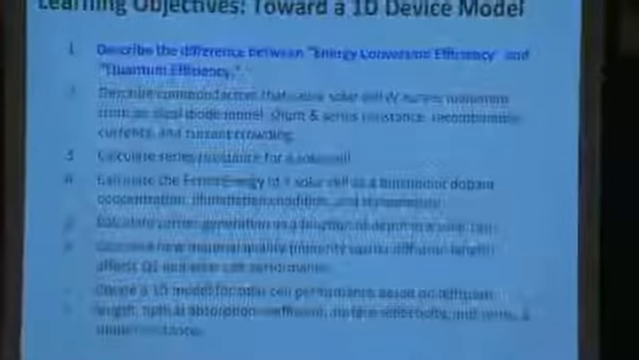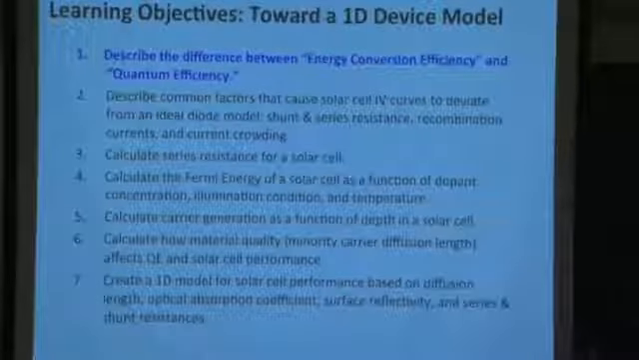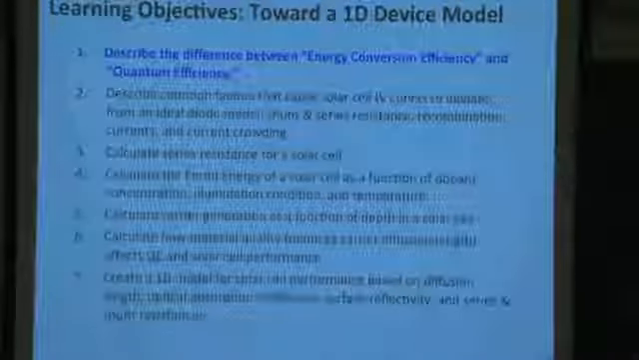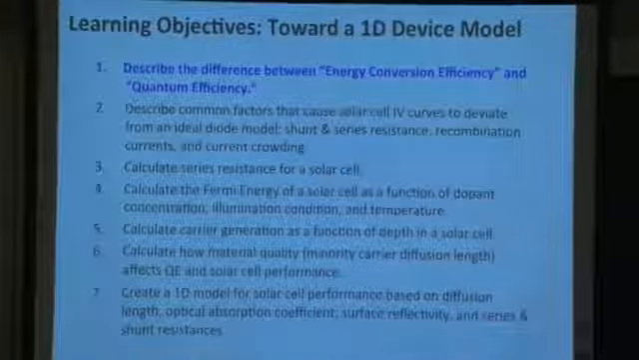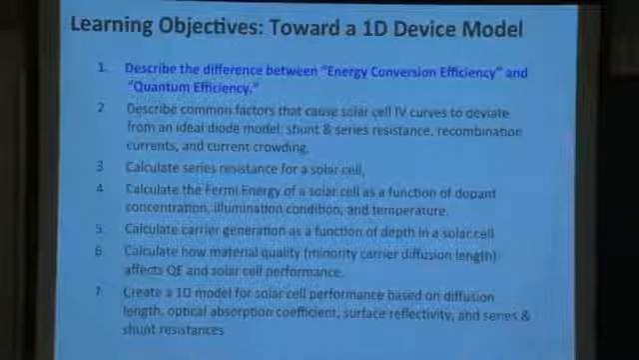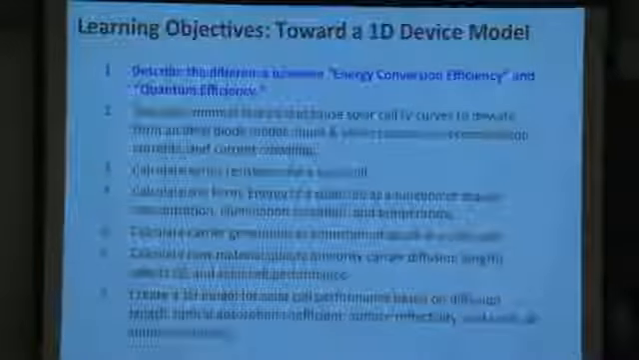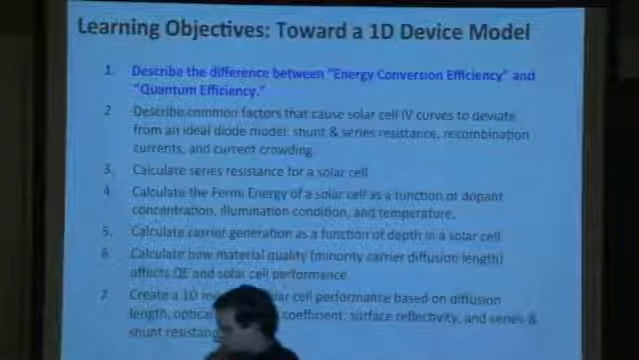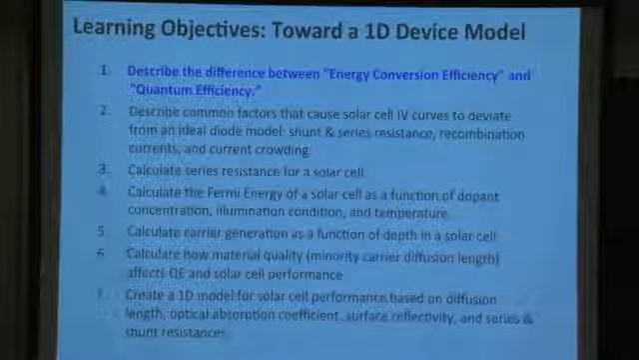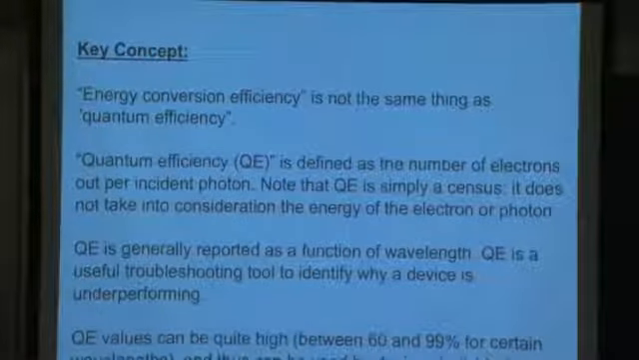Toward a 1D device model, we want to create a one-dimensional model that describes how a solar cell operates. So we want to capture all of the necessary physics from the materials and the device to describe the IV characteristics of a solar cell. What we'll do at the very beginning is start with a little bit of nomenclature so that we understand what we're talking about in terms of energy conversion efficiency and quantum efficiency. And then we'll start describing the different parameters that affect energy conversion efficiency and quantum efficiency here.